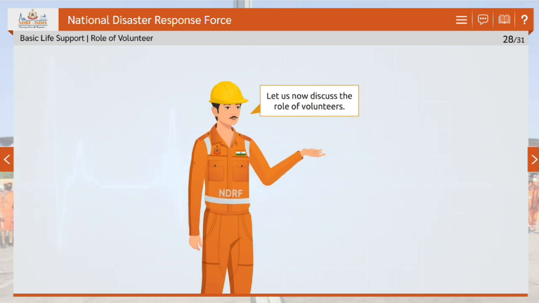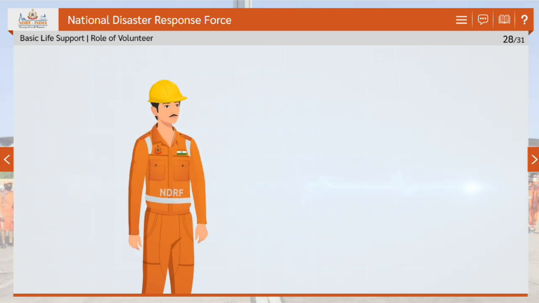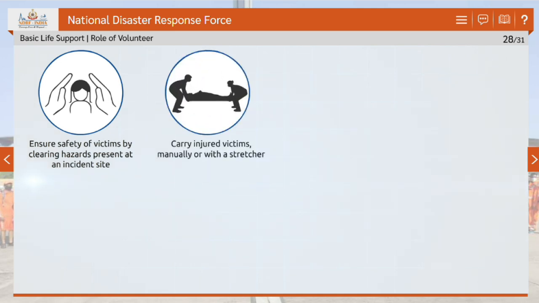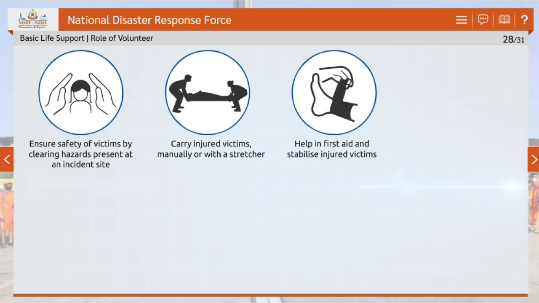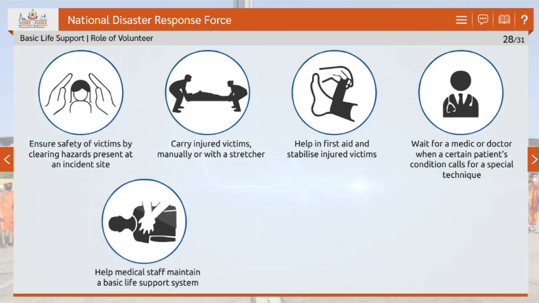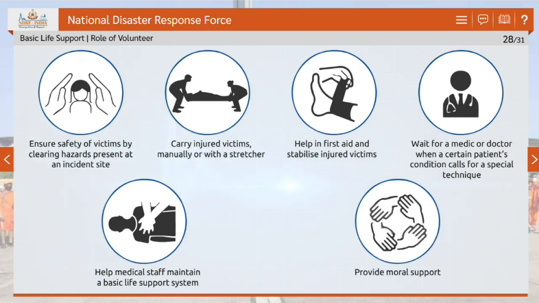Let us now discuss the role of volunteers. Volunteers help responders ensure safety of victims by clearing hazards present at an incident site, help rescuers carry injured victims, manually or with a stretcher, help in first aid and stabilize injured victims, wait for a medic or doctor when a certain patient's condition calls for a special technique, help medical staff maintain a basic life support system and provide moral support.